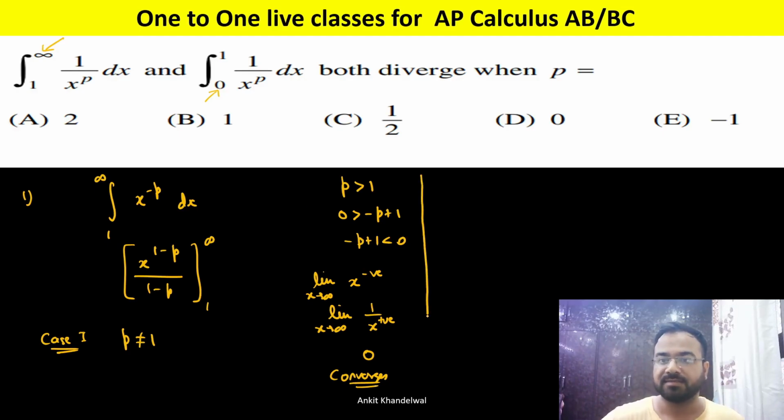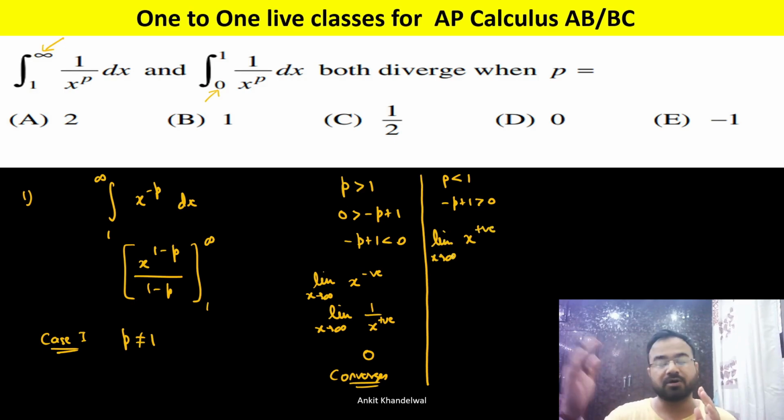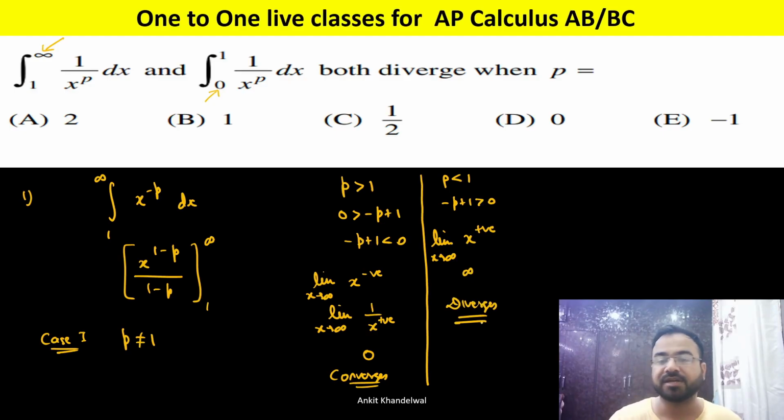In the same case, if you look at p less than 1, let's say p is less than 1, so minus p plus 1 is greater than 0. So it means x to the power of a positive number, and limit as x goes toward infinity. So the x power is positive and x goes toward infinity, so the answer is infinity. So it diverges. For p less than 1 it is diverging, for p greater than 1 it is converging.